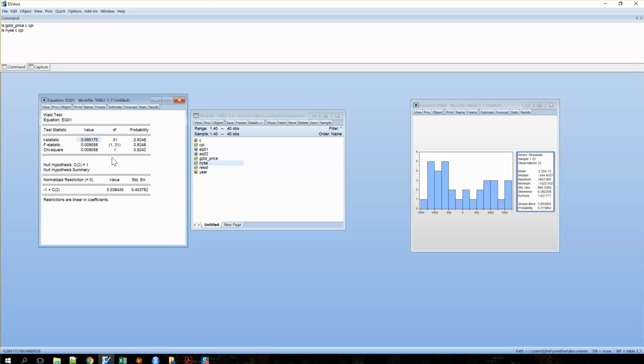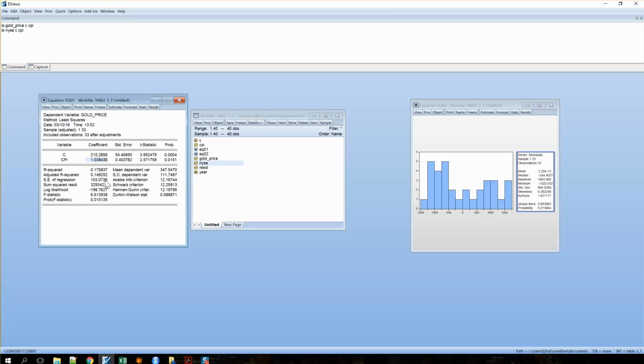So we fail to reject the null hypothesis that this statistic that we estimated, 1.03 for the slope, is equal to 1.